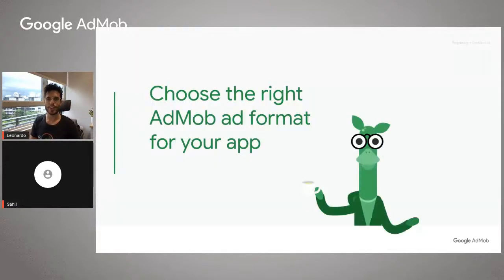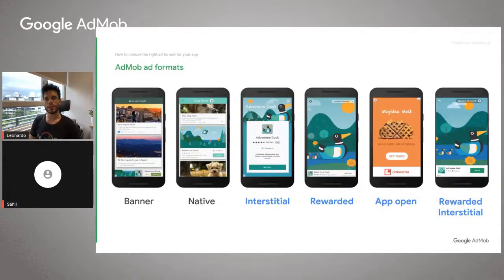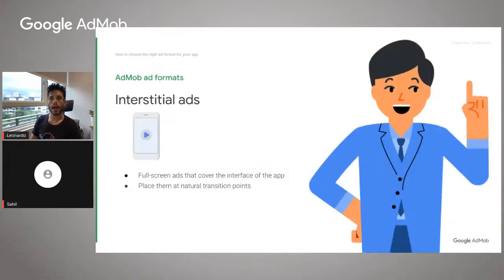Let's start. How do you choose the right AdMob ad format for your app? There are 6 ad formats in AdMob in total: banner, native, interstitial, rewarded, app open, and rewarded interstitial. We will go through the ones highlighted in blue. Let's start with interstitial ads.